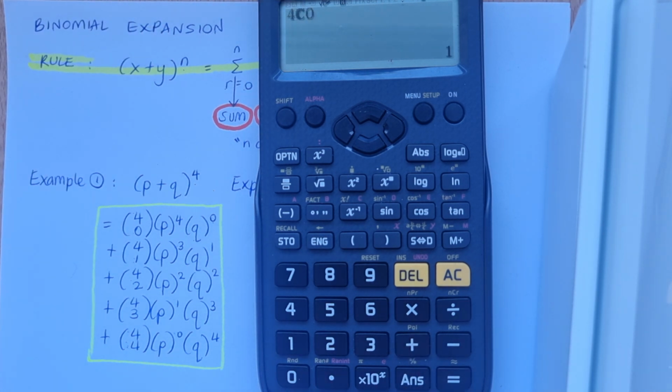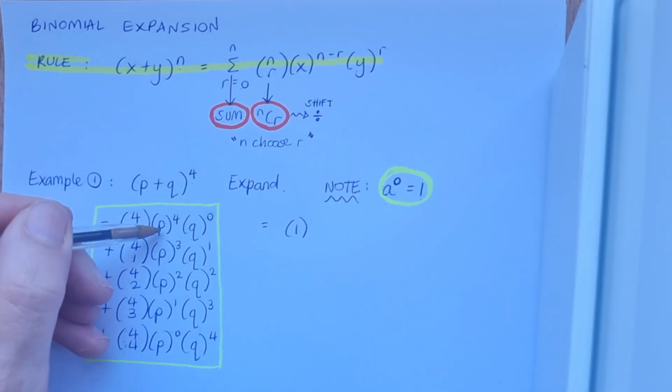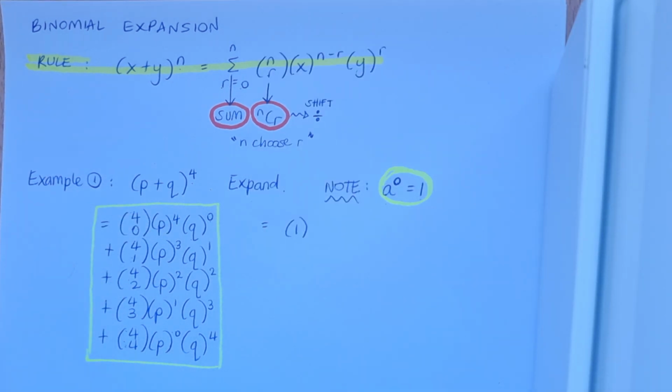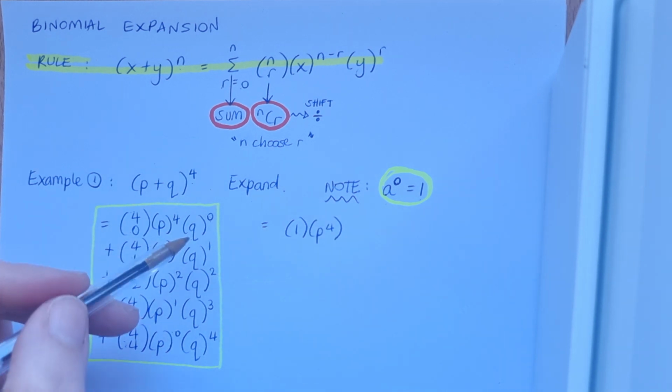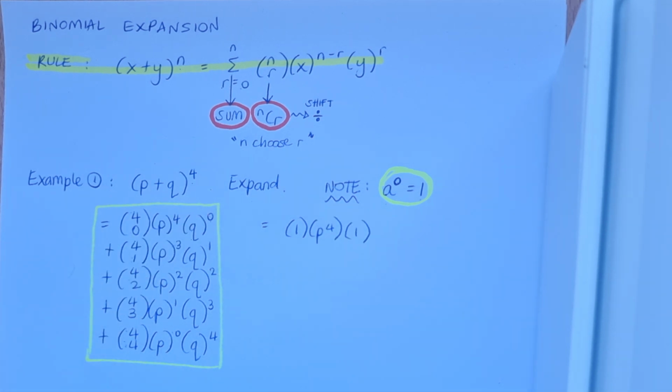I'll press equals, and I get an answer of 1. I'm going to apply my powers to my brackets. P to the power of 4 is just p to the power of 4, and q to the power of 0 is just 1. Okay, I'm going to keep going down through the individual lines here. And again, if you feel confident about this, pause the video, try and do it yourself, and then play and see if what you and I have matches.